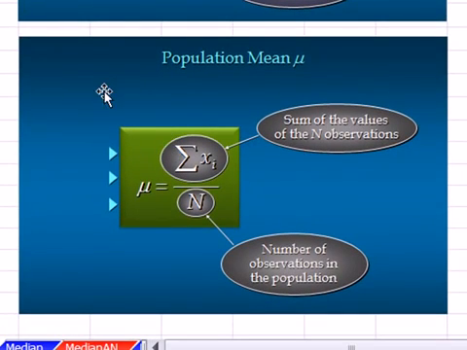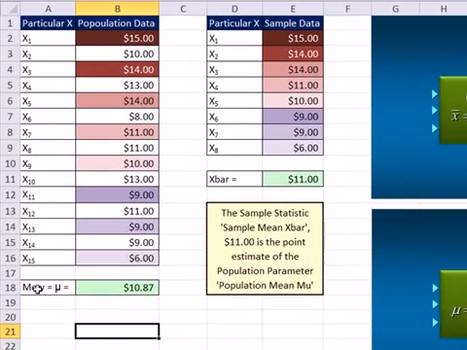Down here, same formula, just different notation. Mu equals sigma x sub i, divided by big N. That means we're getting all the data from the population. So mu, all of the items.